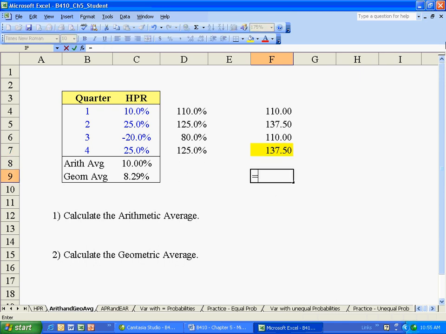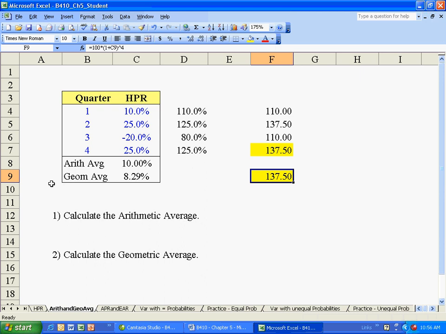Now watch this. If I just simply said take $100 and invest it at 8.29% for 4 periods. 4 periods later, I would have $137.50. So intuitively, this is what I'd like to say to you.